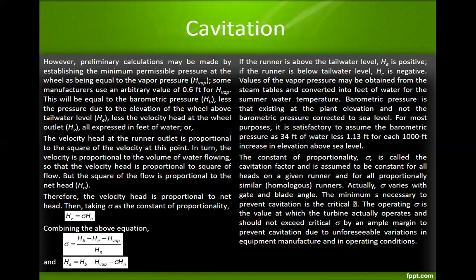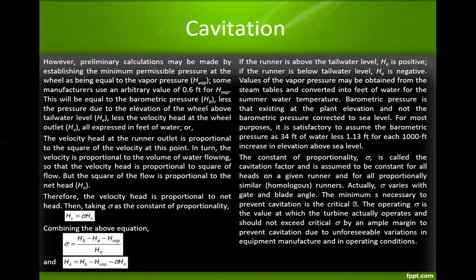However, preliminary calculation may be made by establishing the minimum permissible pressure at the wheel as being equal to the vapor pressure, H sub VAP. Some manufacturers use an arbitrary value of 0.6 feet for H sub VAP. This will be equal to the barometric pressure less the pressure due to elevation of the wheel above the tailwater, H sub E, less the velocity head at the wheel outlet, H sub V, all expressed in feet of water.